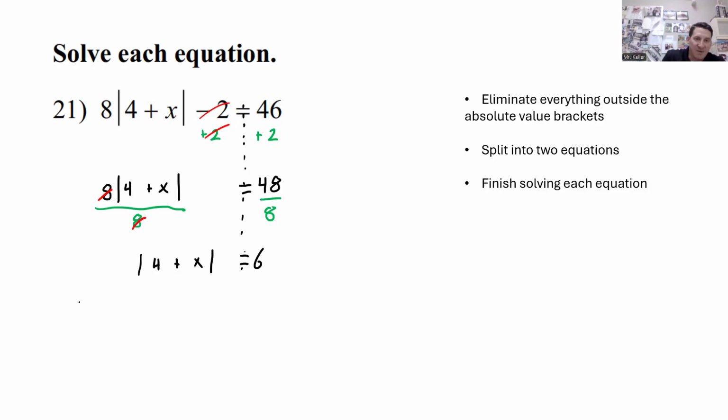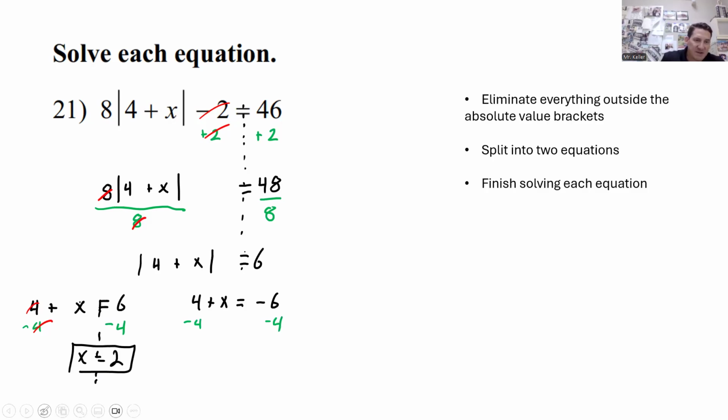Now I can separate it into my two separate equations. Do it over here. 4 plus x is equal to 6, and 4 plus x is equal to negative 6. Solve each of these. So I'm going to subtract 4 from both sides. Positive 4 minus 4 is 0, cancels out. You get x is equal to 2. This one over here, minus 4 from both sides. Positive 4 minus 4 cancels out. You get x is equal to negative 6 minus 4, which is negative 10.